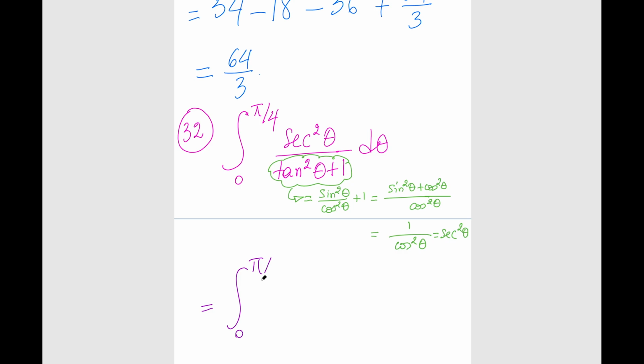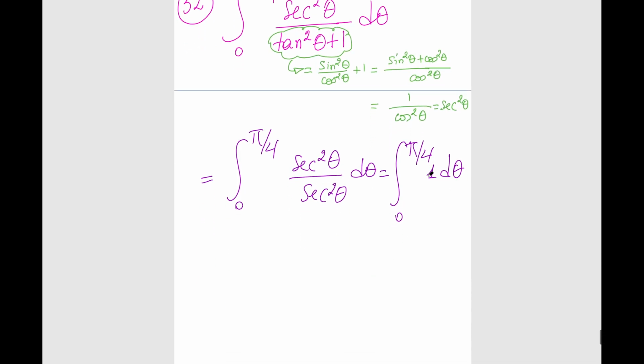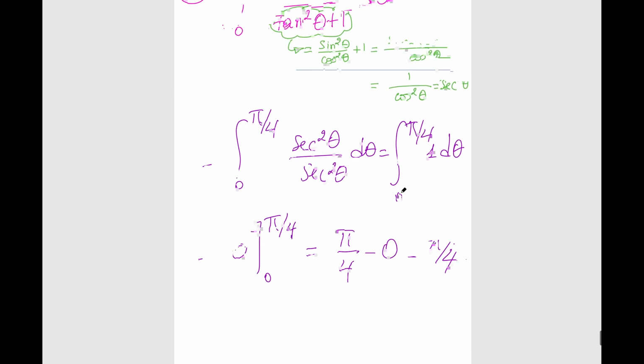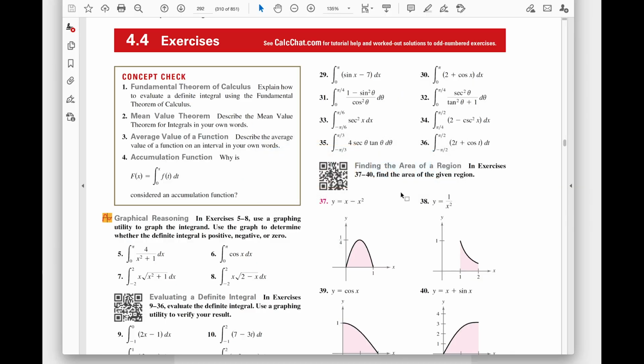So 0 to pi over 4, secant squared theta over secant squared theta d theta. But this is 1, right? So this is the integral from 0 to pi over 4 of 1 d theta. And what's a primitive for 1? It's theta, right? Between 0 and pi over 4, you evaluate it. So this is simply pi over 4 minus 0, which is pi over 4. Correct? Okay, this wasn't that hard. I thought it was going to be a little harder. So let's do another one.